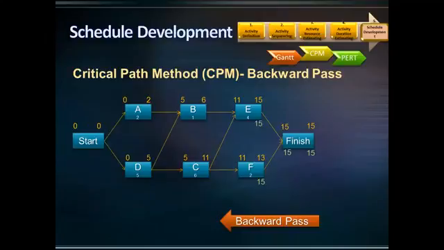How about the late start date for activities E and F? For E, it is 15 days minus the duration of the activity, which is 4. So, the late start for activity E is 11 days. Following the same calculation, the late start for activity F is 13 days. Now, what is the late finish date for activity C?